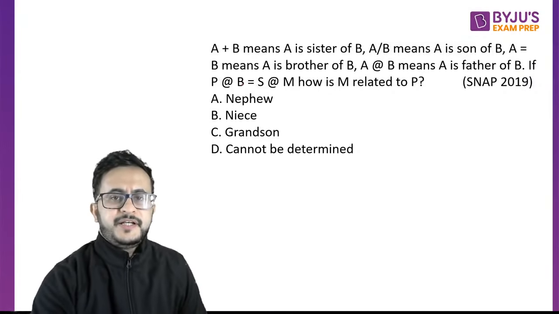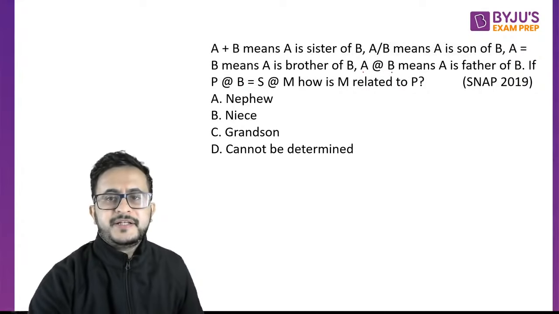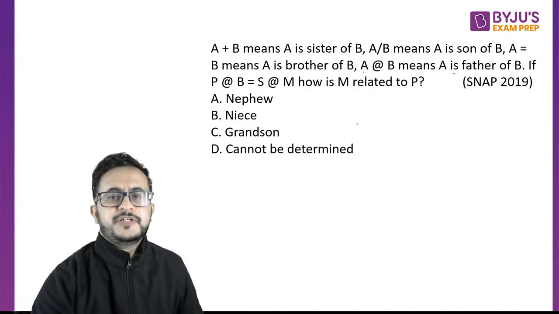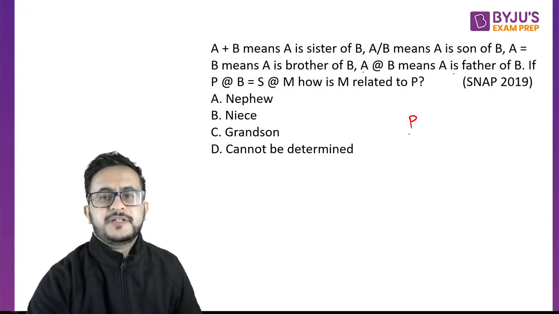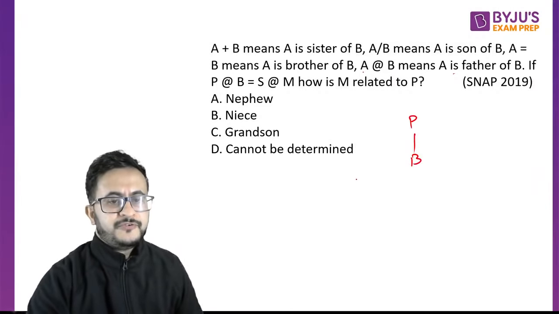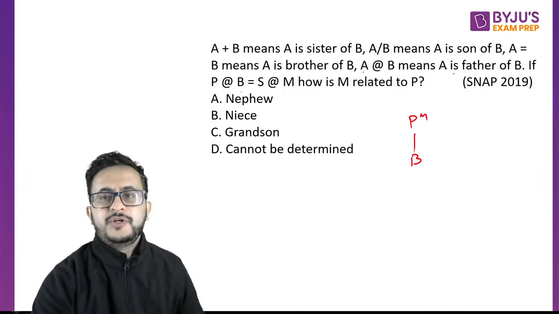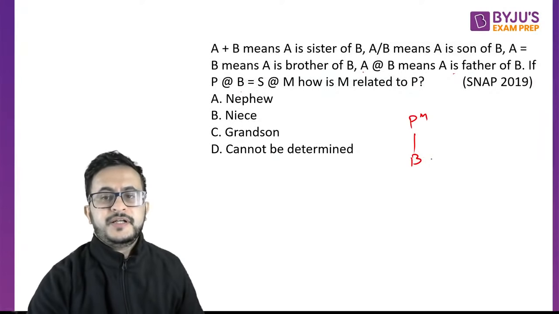So P at the rate B, at the rate का मतलब क्या है? At the rate means A is the father of B. So first person is the father of second person. So P is the father of B, right? So P is a male, is a father of B. B equal to S, equal means first person is the brother of second person, right? So B is the brother of S.